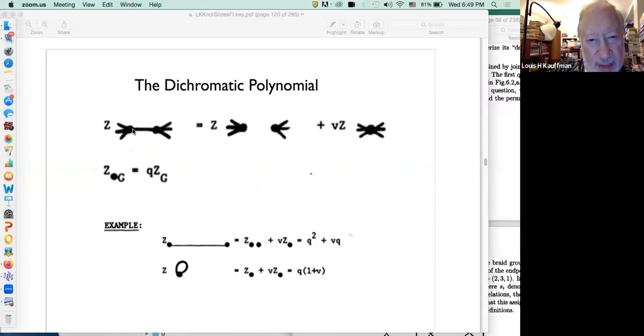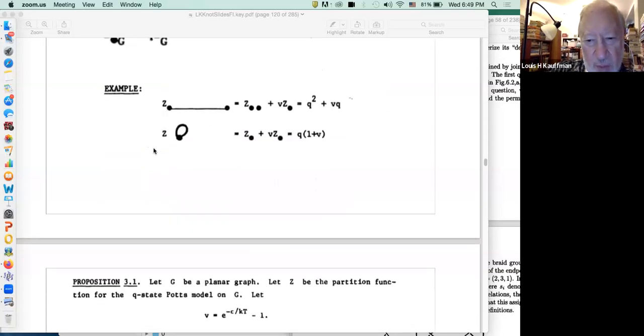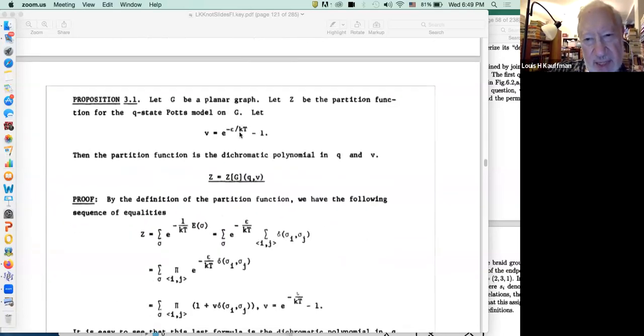It's called the dichromatic polynomial. If you have an edge in the graph, you can compute it recursively by deleting the edge and taking the value of that, or by contracting the edge to a point and multiplying by v. V is a quantity related to the Potts model, which I didn't write on the slide, and Q is the number of states in the Potts model. V, I hope I wrote in the next slide. I did. It's e to the minus 1 over kT minus 1. We're taking epsilon equal to 1 here.